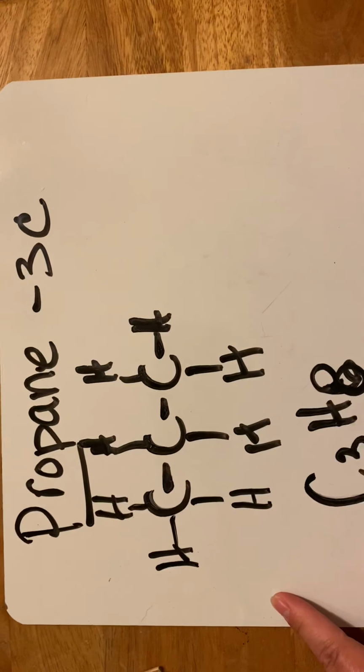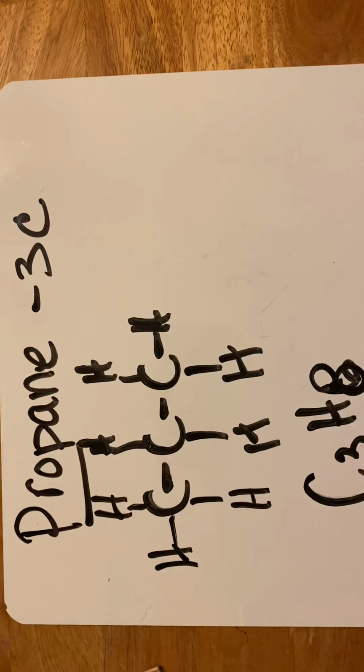Another hint, when you're drawing and naming these, you should always have an even number of hydrogens, because if you don't, then you have done something incorrect. So you should always just have the even number.